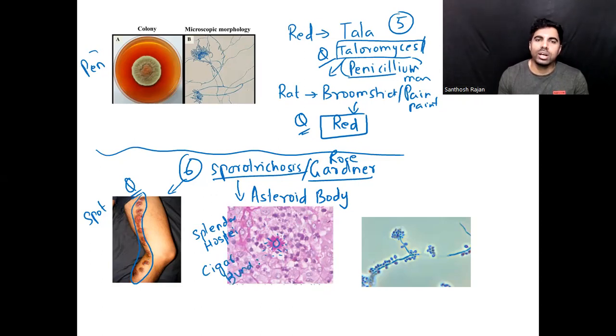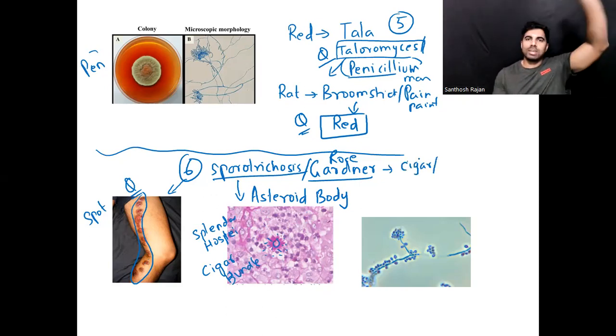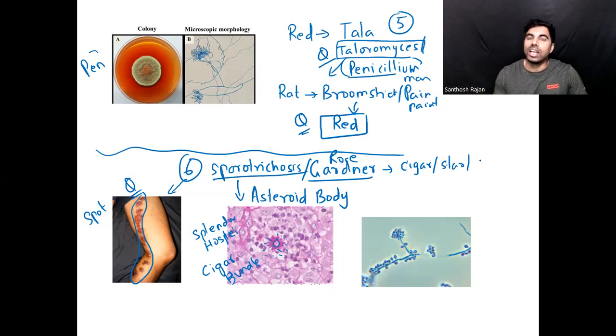Our gardener, he has a cigar. He likes to smoke the cigar. Another, he likes at night time to see the stars in the sky. Asteroid body, asteroid. He likes to see the stars. Another, he has a Splendor bike. And this one is easy, he is in a rose garden. The appearance is also called rosette appearance.